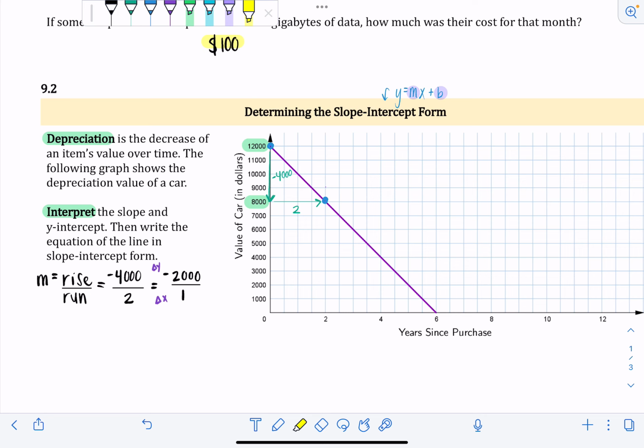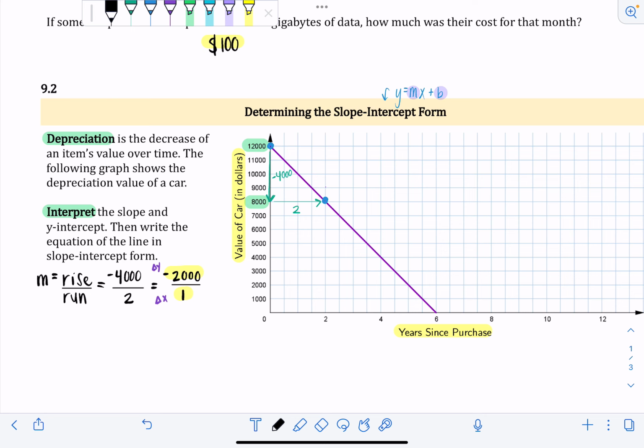Okay, so my change in y is negative 2,000, and my y-axis says that the value of the car in dollars is represented by y. And then my change in x is 1, and the x-axis is labeled as years since purchased. So if we put those two together in context, that means that the car's value depreciates $2,000 per year. You wouldn't say it depreciates negative $2,000, because depreciates means that it's going down in value, so that covers the negative.